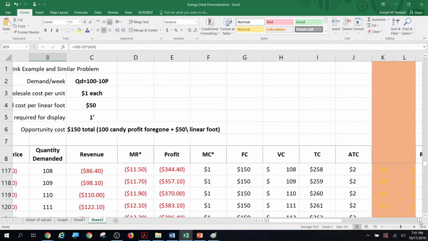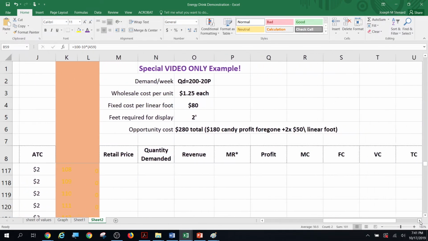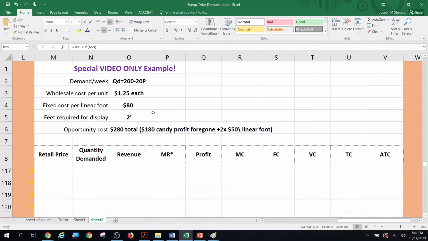Now let me show you how we build it right from the get-go. This is a special video-only example, folks, for those watching this video. I make the demand equal to quantity demanded is 200 minus 20p. The wholesale cost per unit is $1.25. The fixed cost per linear foot is going to be $80. We're going to need 2 feet of display, so therefore the opportunity cost is $280.